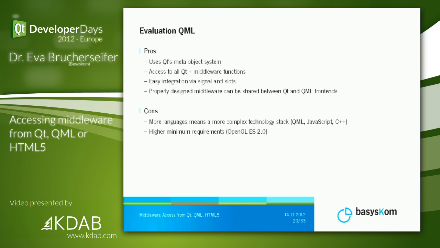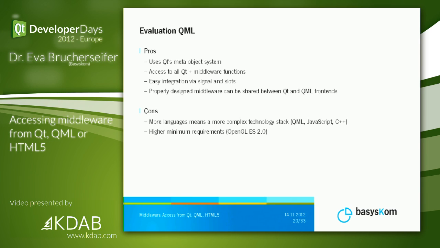And the next con is that the requirements are a bit higher. In 2012, it's maybe not such a problem, but if you want to use Qt Quick 2.0, you need something that is hardware accelerated. So you need a GPU with OpenGL ES 2.0 support. And yeah, that's from my side.